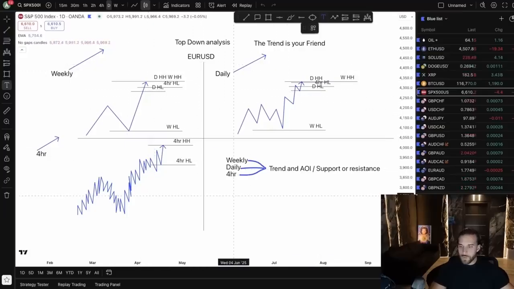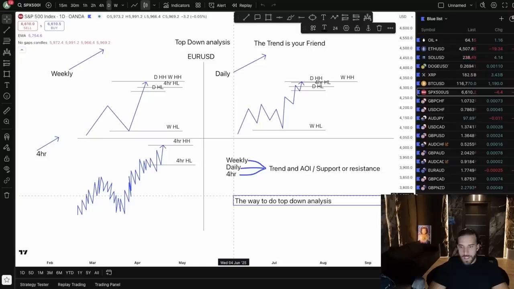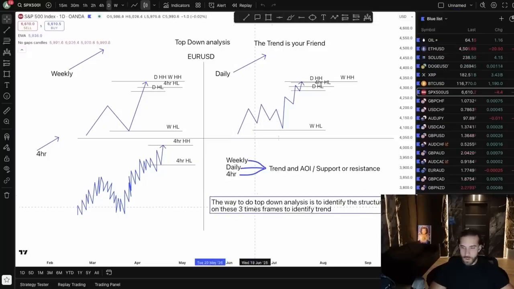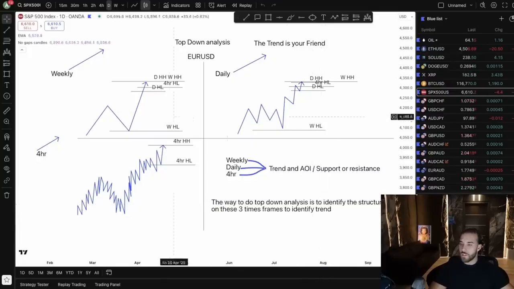Now, the way to do top-down analysis is to identify the structure on these 3 time frames to identify trend. So it's very simple. The way for us to do a top-down analysis is to identify the structure on these 3 time frames to identify the trend. Exactly what we've done right now.